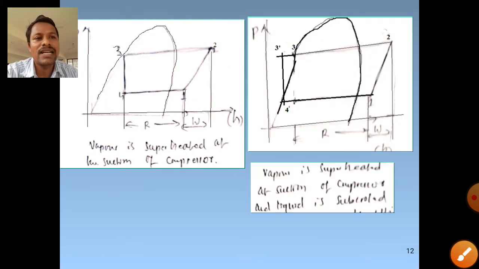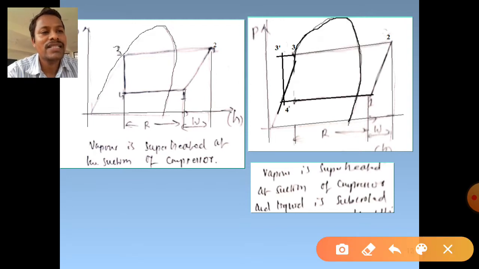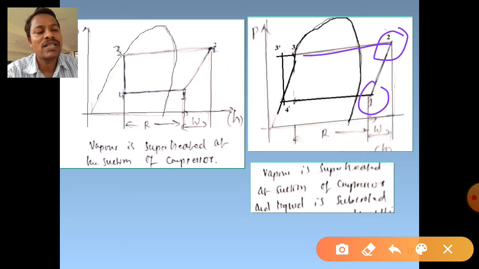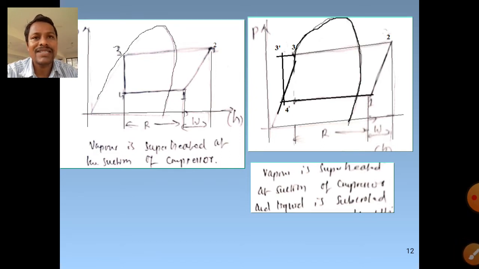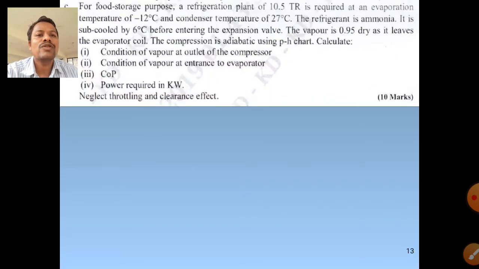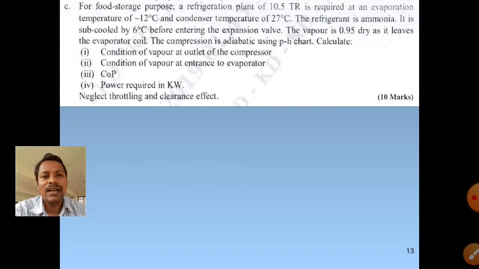Now coming to the next case, that is the vapor is superheated at the inlet of the compressor and it is also undercooled after the condenser. This is the vapor dome we have, and again state 1 is superheated, state 2 is also superheated. 2 to 3 is condensation, 3 to 3 dash is the undercooling process here. Then 3 to 4 is an isenthalpic process. So this is how we are supposed to fix the state points on the easily available pH charts. Now let's look into one numerical, which is solved for our understanding.